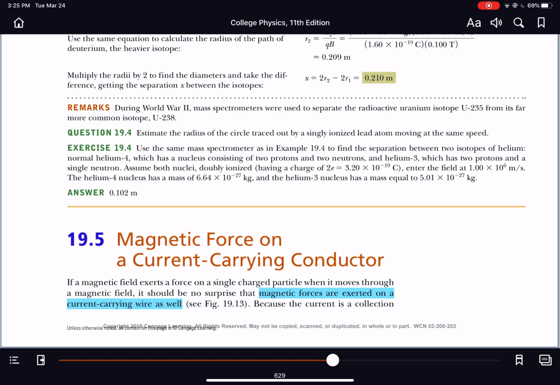One of which is if we have a charged particle going through a wire, remember you need mobile charged particles. It's technically not electrons here, but again we define current as being the positive charge moving through a wire. We're going to see that a force is going to be exerted on that wire as well.